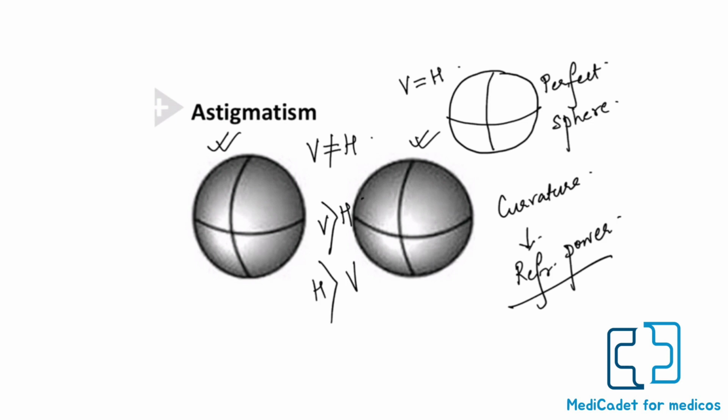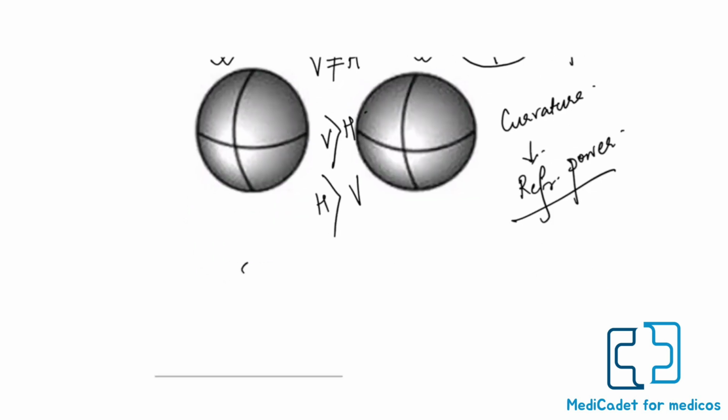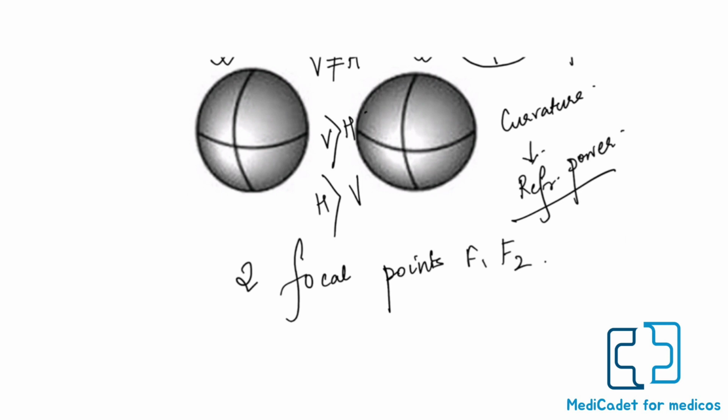So the rays undergoing refraction in the vertical meridian will meet at one point, and the rays undergoing refraction in the horizontal meridian will meet at another point. This means that instead of one focal point, you will end up with two focal points, that is F1 and F2. So this is the problem in astigmatism.